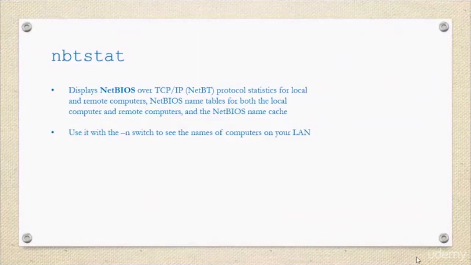NBTstat is a command that is going to display NetBIOS over TCP/IP statistics for local and remote computers, and also NetBIOS name tables and NetBIOS name cache. Now, if you use it with the -n switch, you can actually see the names of all the computers on your local area network that you've communicated with. So what you can do now is go over to the command prompt, right? Hopefully you still have that open, and try the nbtstat -n command and see what it does for yourself.